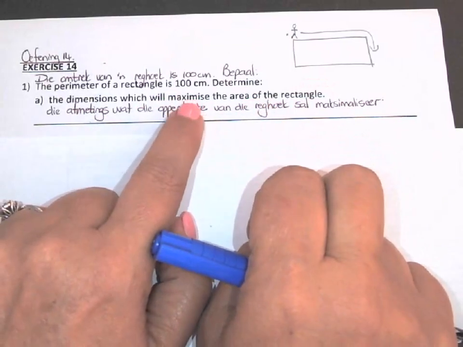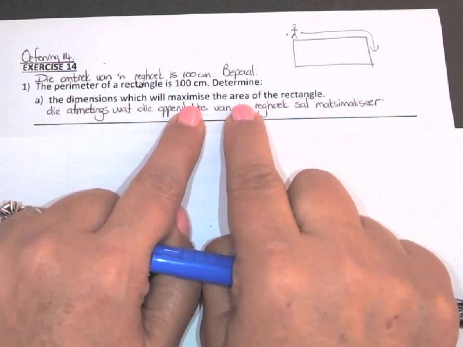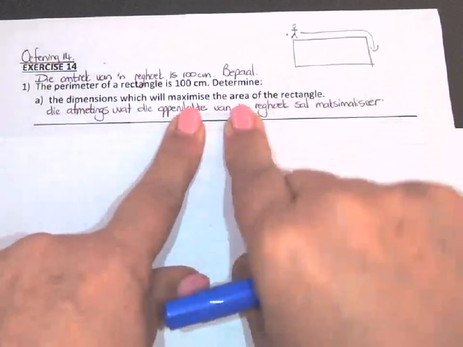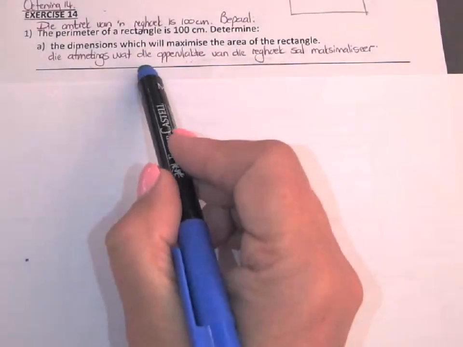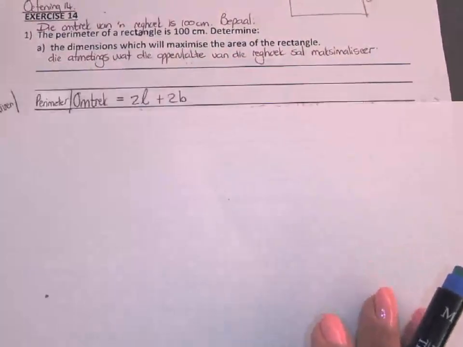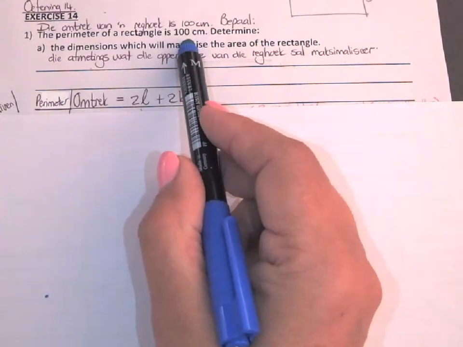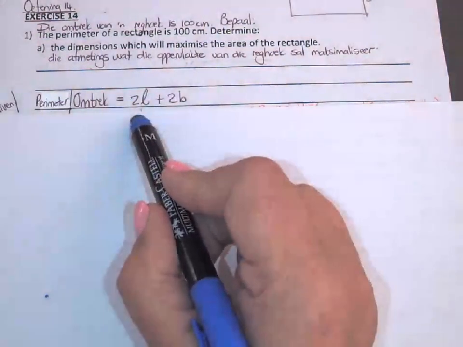So with which word does maximize go? Area. So which one must we differentiate? Area. Alright. But do they want the differentiation of the area? No. They want length and width, or length and breadth. Which word do you use? Breadth. Good. So we start with what they give us. We start with the perimeter. The perimeter is 100 centimeters. What is the formula for perimeter? 2 times length plus 2 times breadth.